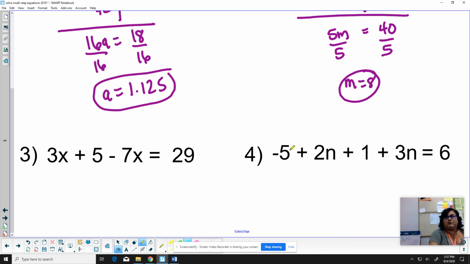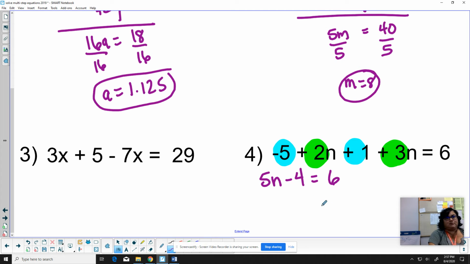Notice how many terms are here. You've got constant here and here, and you've got n terms here and here. So we have to do 2 combines here. So we have to combine the n's. So 2n and 3n is 5n. And combine the blue ones, the constants. And that 6 is just going to drop straight down.